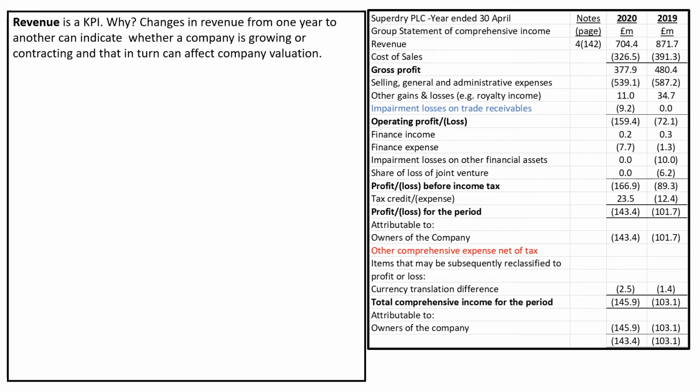Revenue is a key performance indicator. And why is that? Changes in revenue from one year to another can indicate whether a company is growing or contracting, and that in turn can affect company valuation.